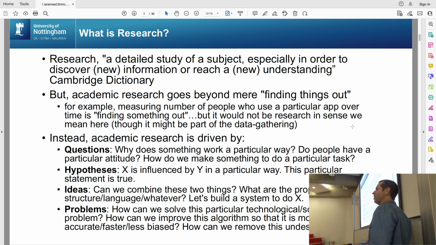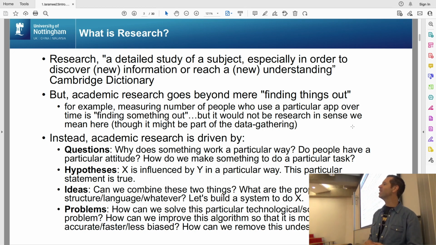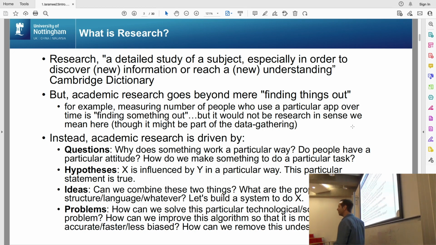So I'm going to ask some questions from the audience, and some of you might be feeling courageous. Does anybody want to explain what they think research is in their own words? Is anybody feeling courageous? You look courageous. What's your name? Yeah, Simon. Simon, what do you think research is in your own words?